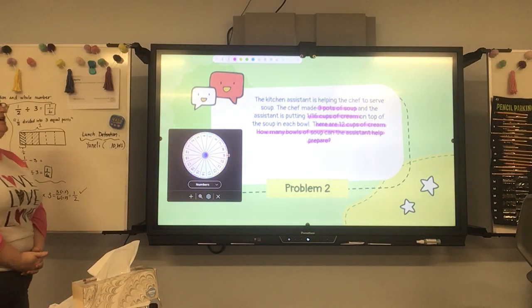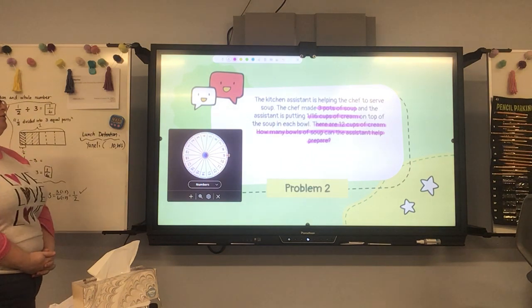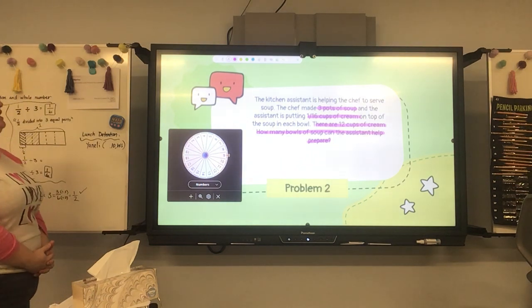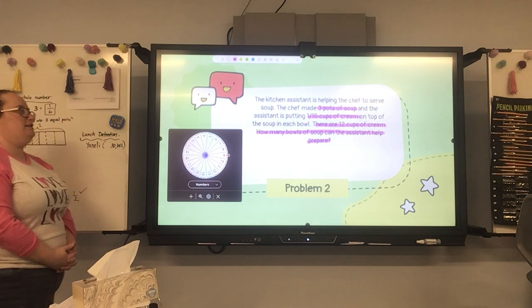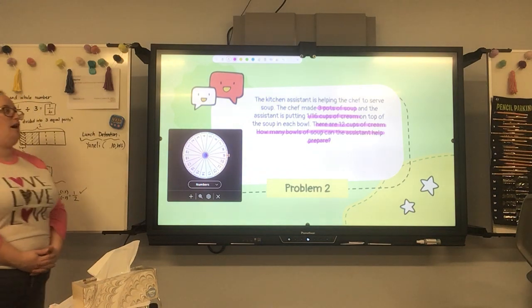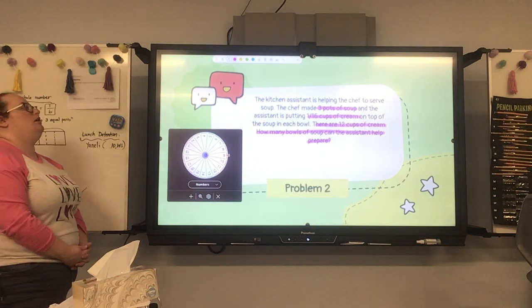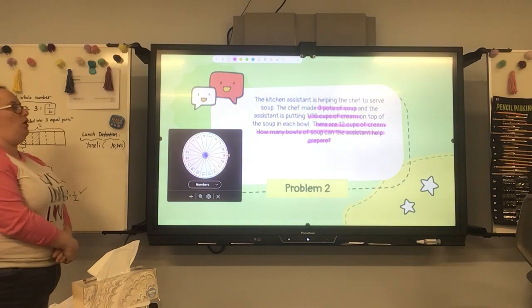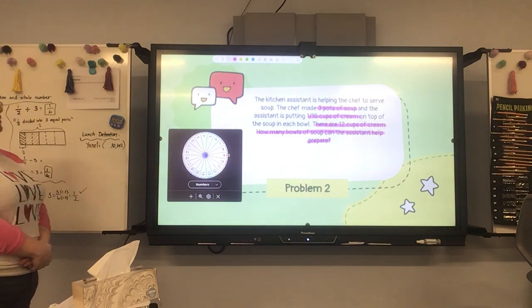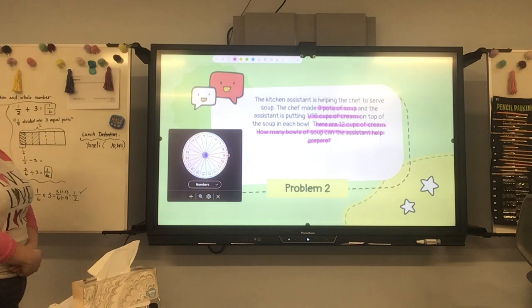The kitchen assistant is helping the chef to serve soup. The chef made 3 pots of soup, and the assistant is putting 1/16 cup of cream on the top of the soup in each bowl. There are 12 cups of cream. How many bowls of soup can the assistant help prepare?